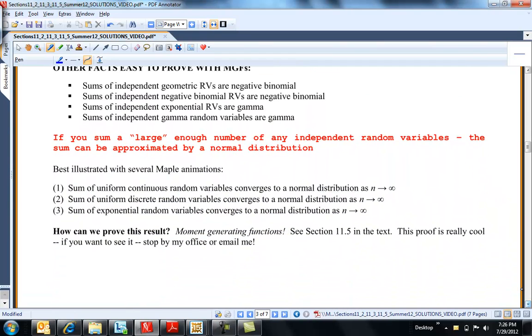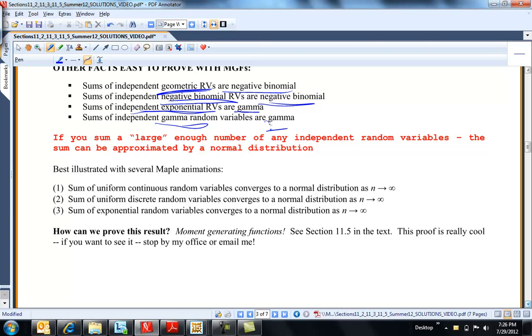Okay, and there's lots of other nice facts. I just gave you some. Sum of independent geometrics is negative binomial. The geometric is the number of trials till the first success, and the negative binomial is the number of trials to the rth success. So if you sum geometrics, it's not surprising you get negative binomial. Sum of negative binomials is negative binomial. Sum of independent exponentials is gamma. Sum of independent gammas is gamma.